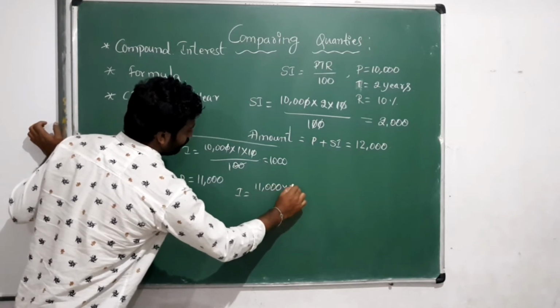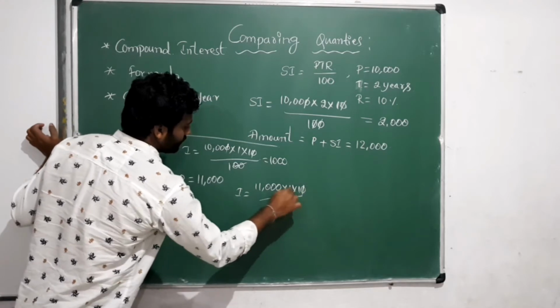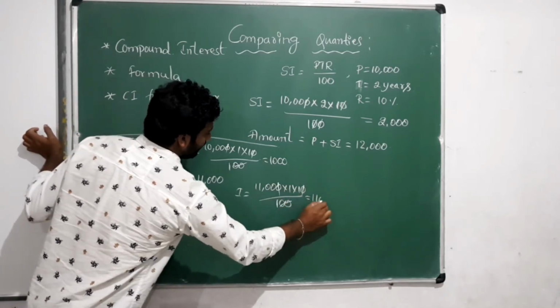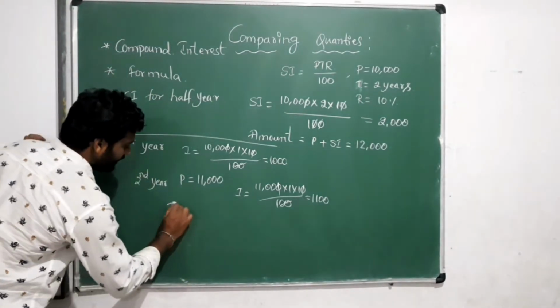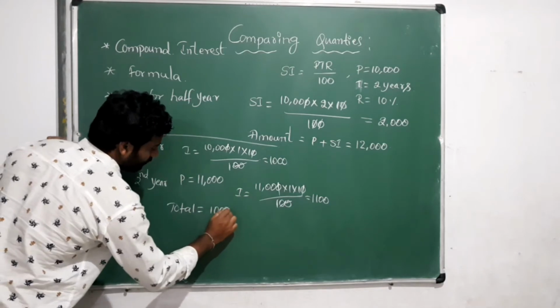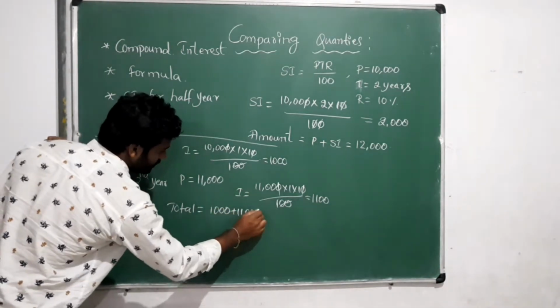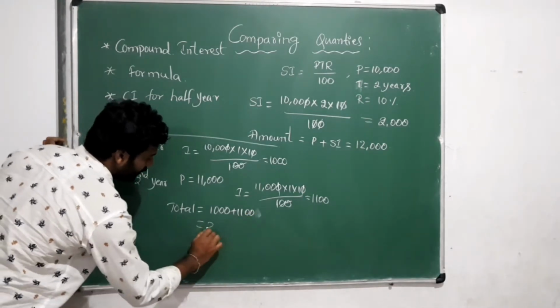11,000 into 1 year into 10% by 100. Two zeros cancel, 1 0, 1 0. Here, what? 1,100. Correct or not? So the total interest I am paying for the 2 years is what? 1,000 rupees plus 1,100 rupees. Okay, no? What will we get?